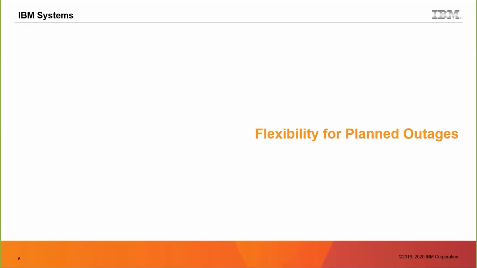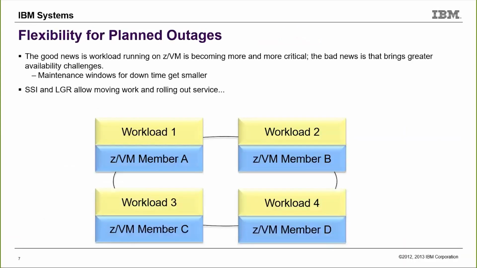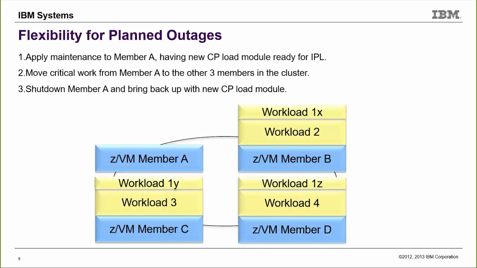Okay, so the first one is that common one, the flexibility for planned outages. So I may have an environment here where I have 4 members and I want to apply service to member A, right? So to do that, I'm going to use live guest relocation and I'm going to move the workload from member A off to the other 3 members in the cluster, right?